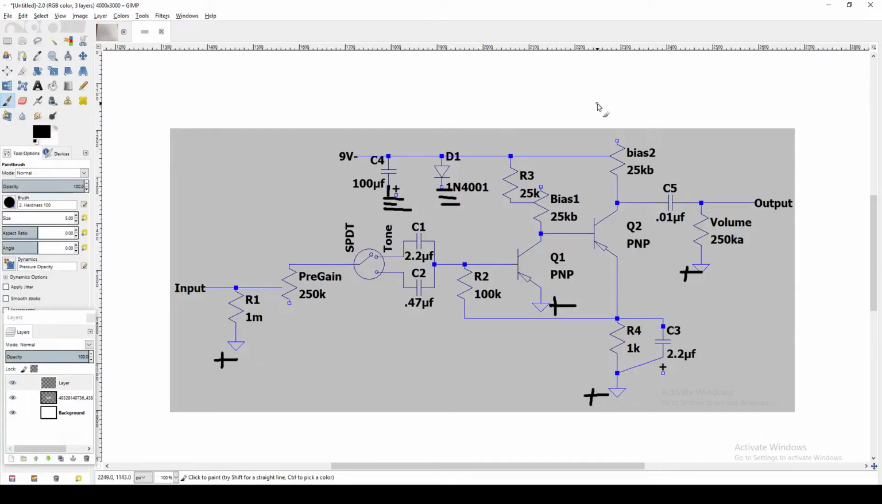Now, fuzz faces are known for being somewhat low output devices, and this, I think, would be a way to potentially fix that. Now, the way I've got it here, I posted this on a forum, and I've been thinking about it a little bit.